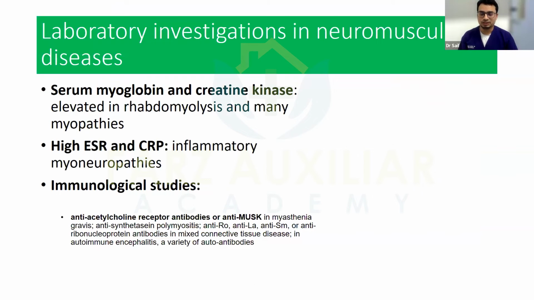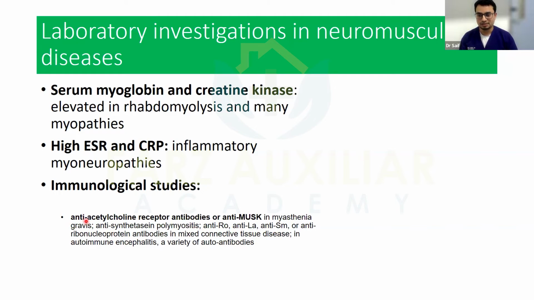Right. Now regarding tests, what are the investigations which we require or we should order? So serum myoglobin or creatine kinase will be ordered, as it will detect rhabdomyolysis and many myopathies. So basically, myopathies will be detected here. It will be elevated. High ESR and CRP again in case of inflammatory myoneuropathies. Immunological studies or immunological panels you would order and it will be able to detect the GBS and myasthenia gravis.